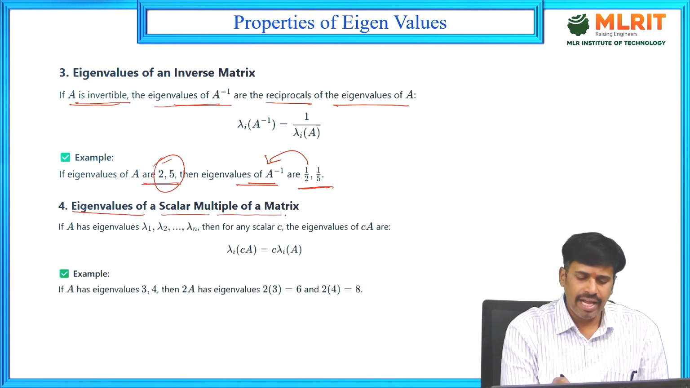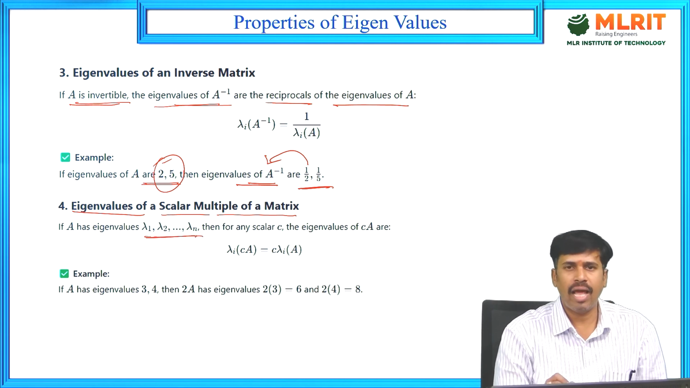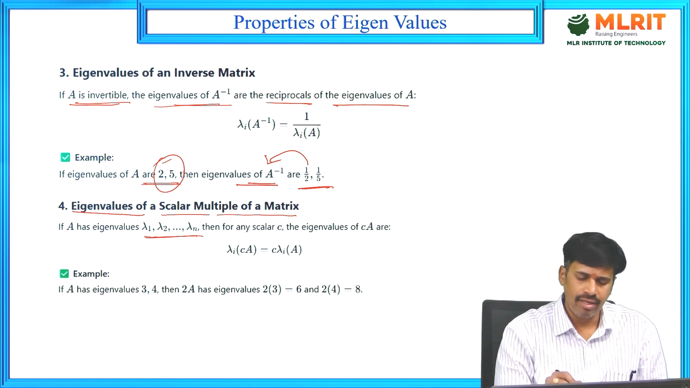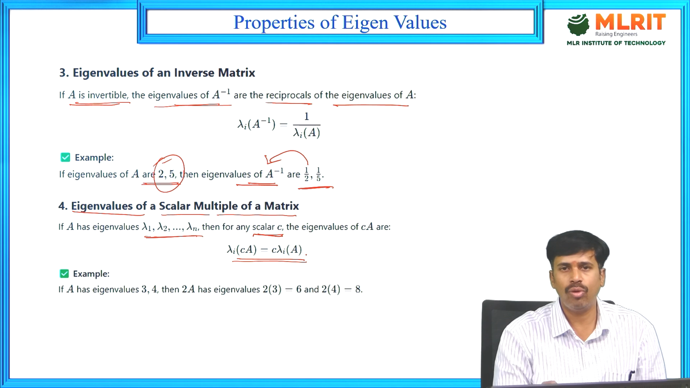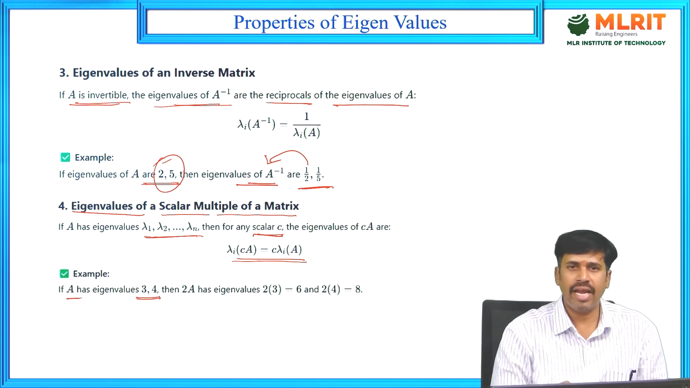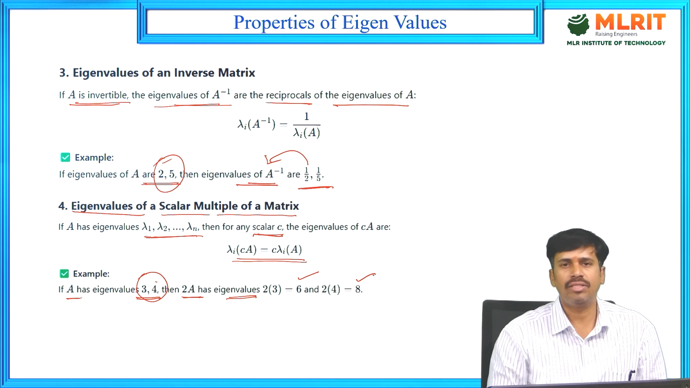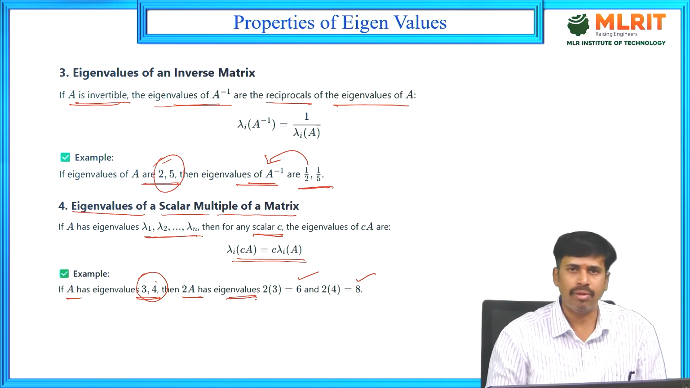This is one property. Coming to another property, eigenvalues of a scalar multiple of a matrix. If capital A is a matrix and it has eigenvalues, say lambda 1, lambda 2 and so on up to lambda n, then for any scalar C, this property holds good: lambda of CA equals C into lambda of A. Say for example, if A is a matrix which has eigenvalues 3 and 4, then 2A has eigenvalues obtained by multiplying these with 2. So 2 into 3 is 6 and 2 into 4 is 8. Here C is the scalar multiple, and 2 is the multiple, right?